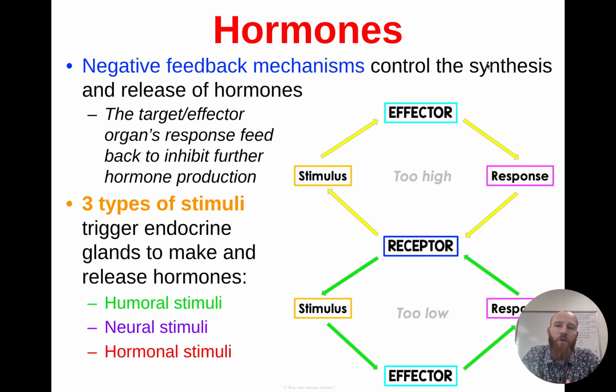So, hormones function off of negative feedback loops that will ultimately control whether we make them in the first place or whether we release them to circulate throughout the body. The target or effector organ, the one actually in need of a certain hormone, will ultimately provide feedback and inhibit any further release of hormones once it's communicated that we've had enough, that we've met our goal. Okay, we've got 3 different types of stimuli, 3 ways in which we can trigger endocrine glands to actually make and release their hormones, and we're going to break those down really quickly one by one.